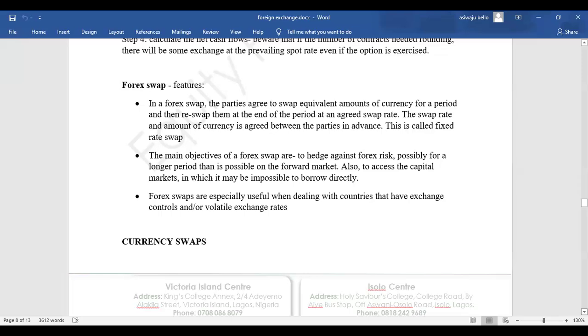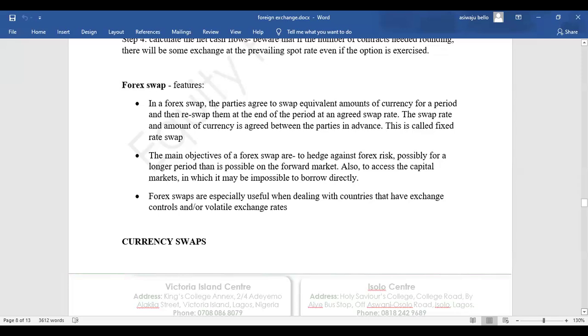When it is time for repayments, Bank of Industry will pay Naira loan to CBN. CBN will pay dollar loan to World Bank. That is the concept of currency swap. Under currency swap, you can also have exchange rate swap.